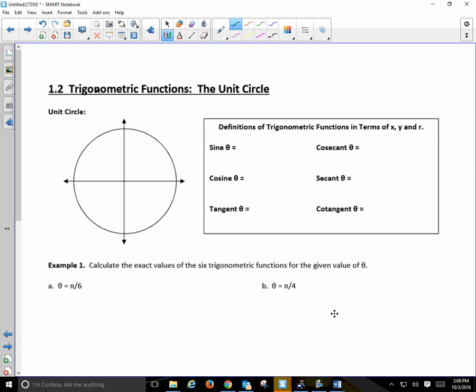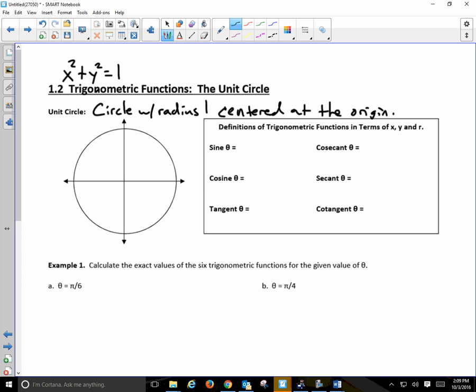Last week we talked about the unit circle. Unit circle is a circle with radius 1 centered at the origin. So the equation is x squared plus y squared is equal to 1.